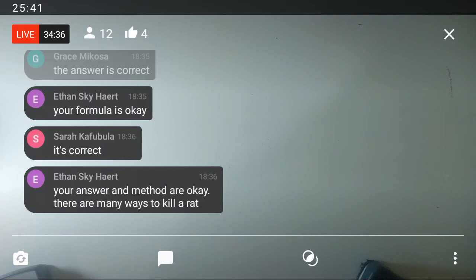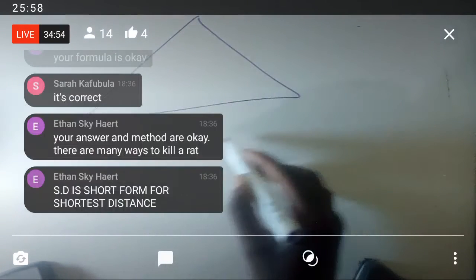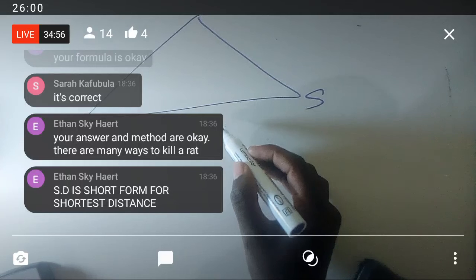Let's try to check another question where we're supposed to use cosine rule. Let me see if I have a question paper. I'm checking if I have any question where I'm supposed to use the sine rule. Okay, I have one question here where I need to use cosine rule. We're done with the one where we were asked to use sine rule. So now this one, I think we need to use SD, the shortest distance.